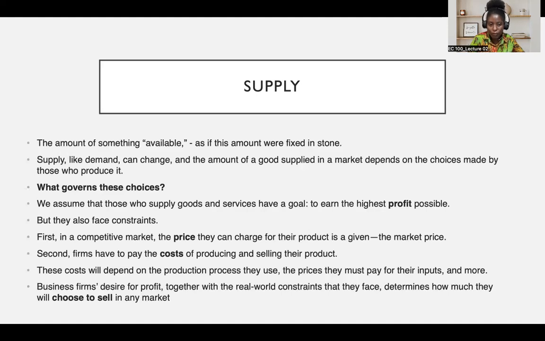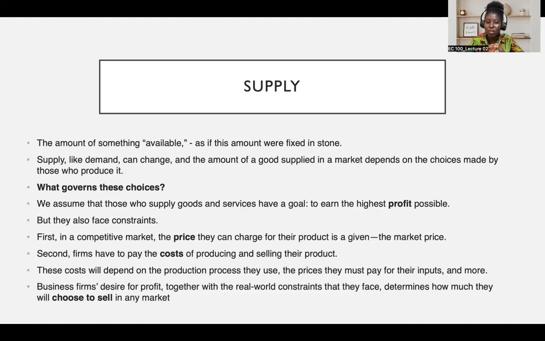Okay, so that means at the end of the day, the costs will be determined from the kind of production process that one uses. And because of these constraints, price and cost of production, a business, a supplier, a firm has to consider how much am I going to choose to supply to this market, considering my prices and costs?